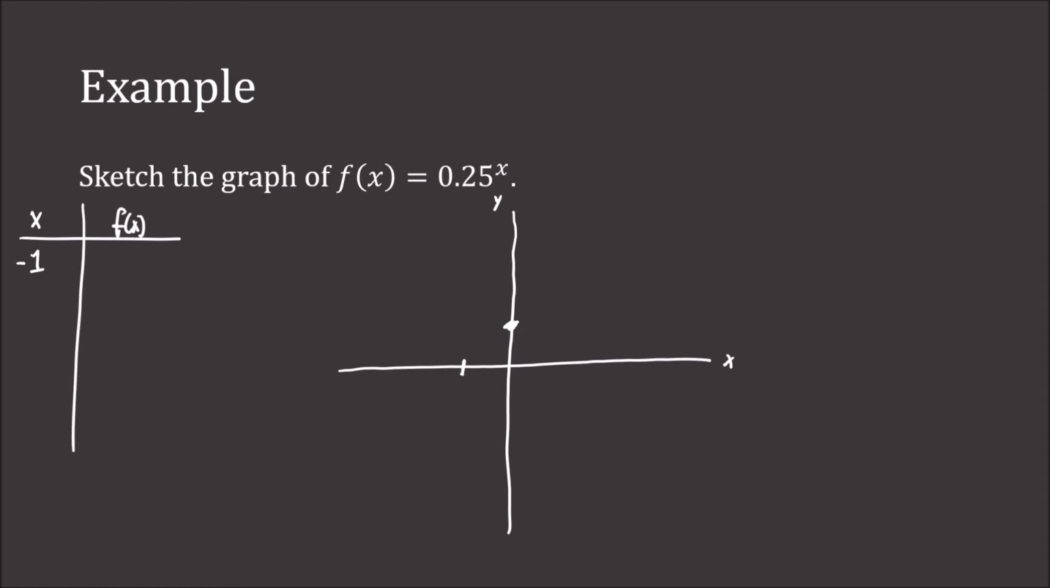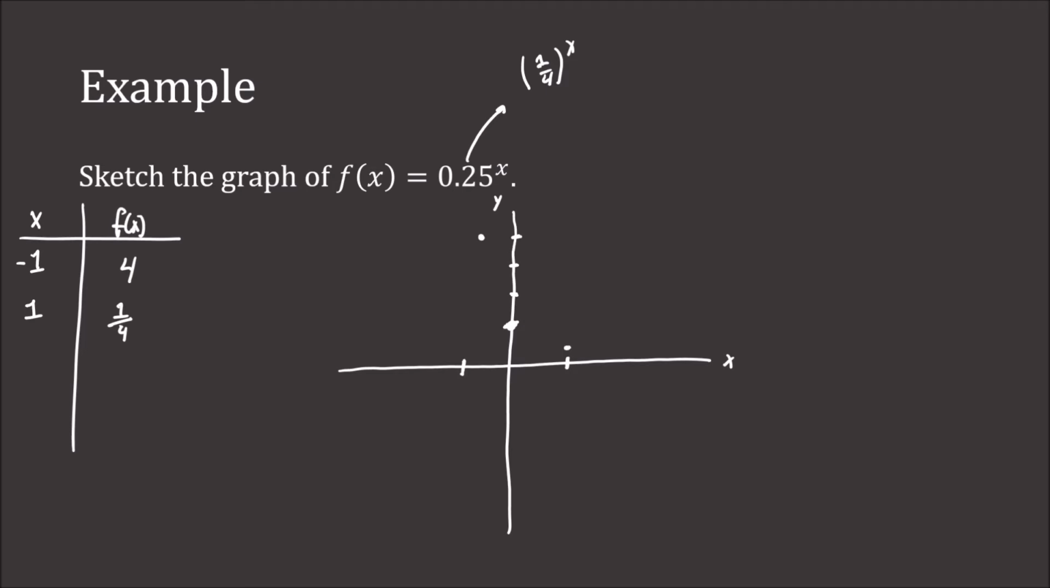then f of x will be 0.25 to the negative 1, and I'm going to rewrite 0.25 as a quarter, so that I can say f of x is 4. So that's going to be right about there. That looks good. If x is 1, then f of x is a quarter. So a quarter would probably be right about there.